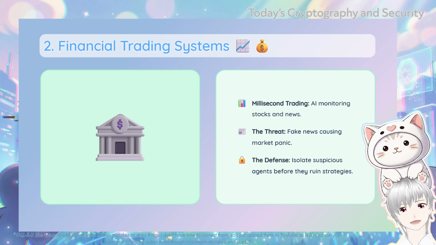Big banks use lots of AI agents to monitor the global stock market, check the daily news, and decide when to buy or sell stocks in milliseconds. If a malicious agent sneaks a fake news story into the group chat, the whole network might panic and lose millions of dollars.